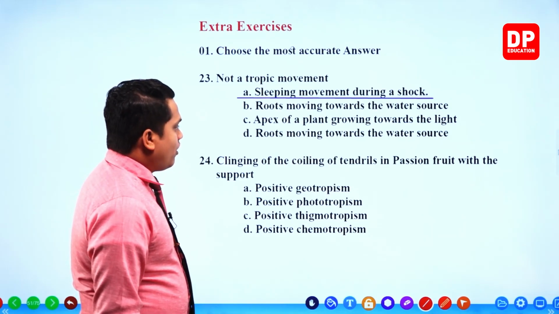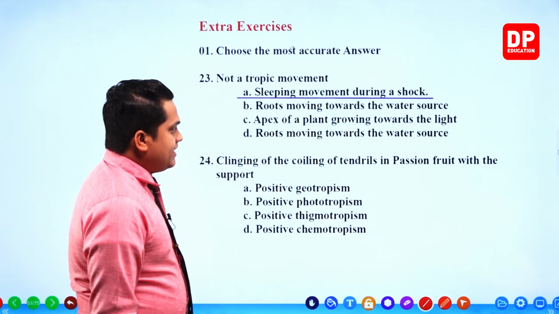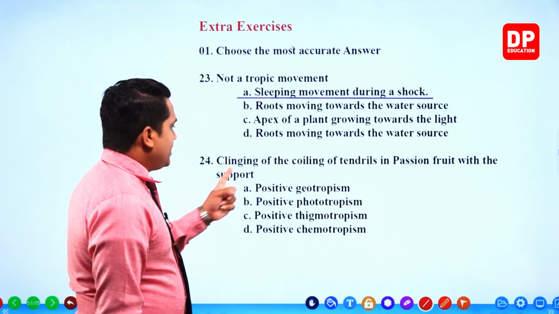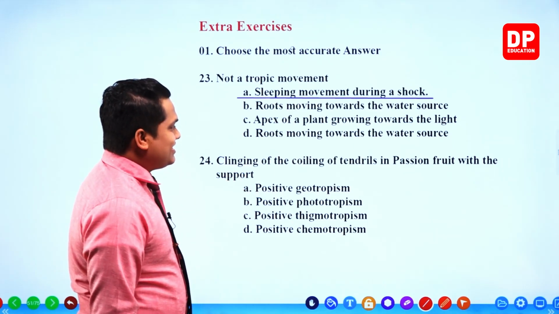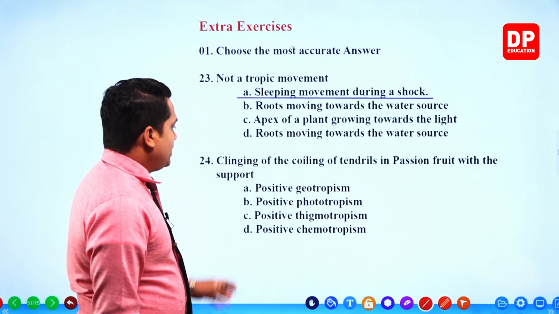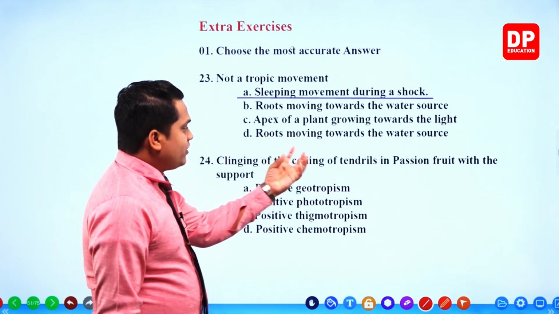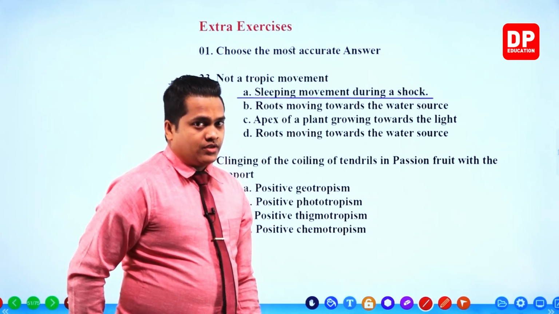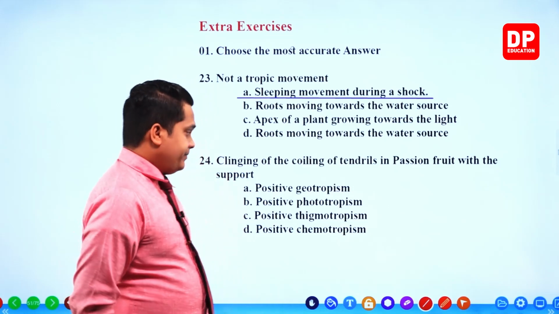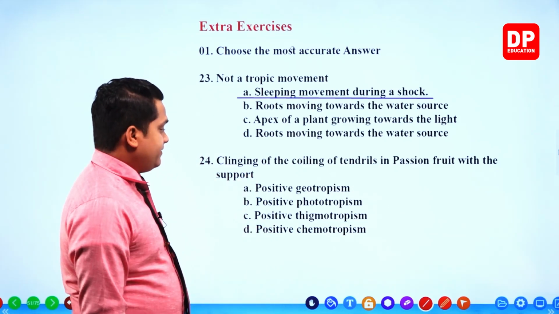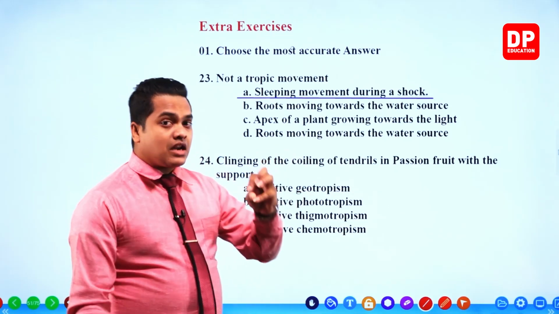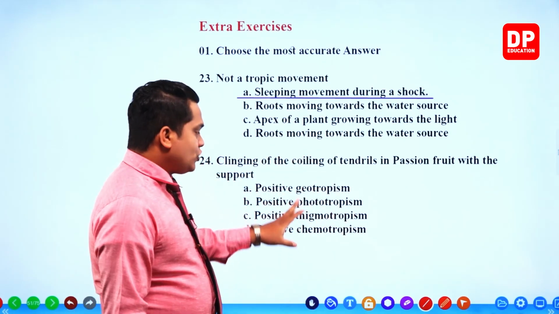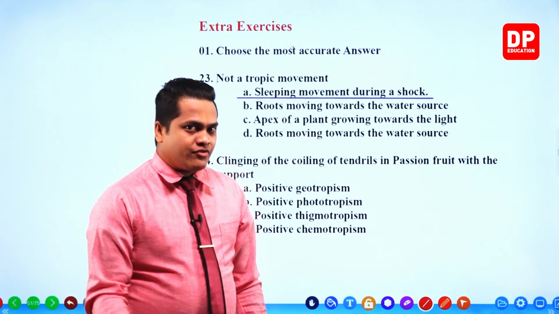Clinging or coiling of tendrils in passion fruit with the support. Now, to the support, the coiling of tendrils is happening towards the direction of the support. So it should be a positive one. All the things are positive. Geo means ground, not related. We are looking for a support. Photo means light, once again not related.